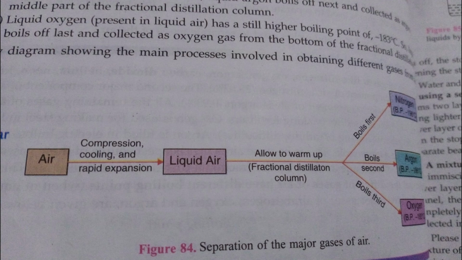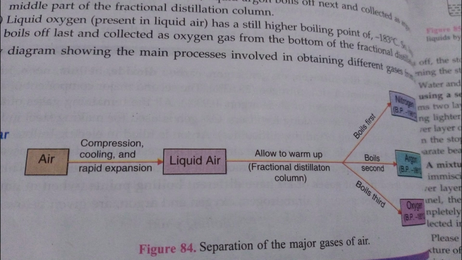Liquid nitrogen is liquefied by decreasing the temperature and increasing the pressure, with the lowest boiling point of -196 degrees. So on warming, liquid nitrogen boils off first to form nitrogen gas. The nitrogen gas is then collected from the top part of the fractional distillation column, as you can see. Liquid argon present in the liquid air has a slightly higher boiling point of -186 degrees. So liquid argon boils off next and is collected as argon gas.